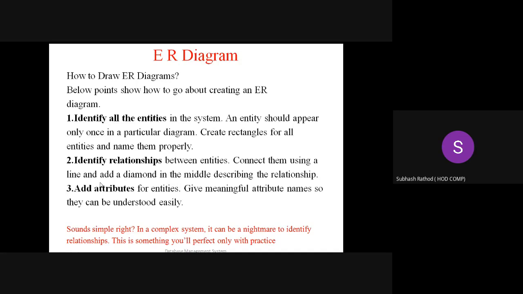So now suppose I ask you to draw the ER diagram, what steps should one follow? What is the process to complete the ER diagram? What steps do we need to follow? What care has to be taken while drawing the ER diagrams? That is what we are going to discuss today.